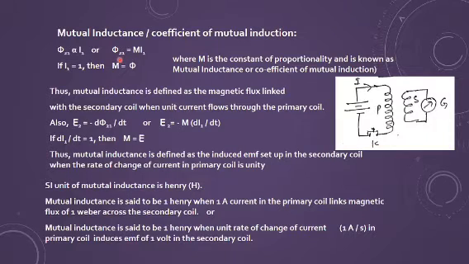If I remove the sign of proportionality, I get a constant which I write as capital M. This M is the constant of proportionality, also known as mutual inductance, or the coefficient of mutual induction. If unit current is flowing through the primary coil, then this coefficient of mutual inductance equals the magnetic flux phi. So you can define mutual inductance as the magnetic flux linked with the secondary coil when unit current flows through the primary coil.